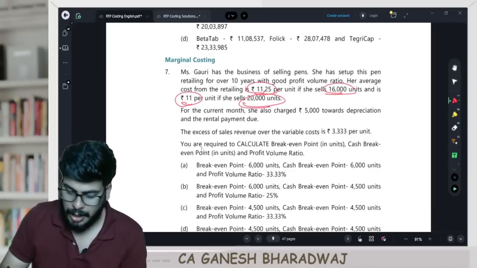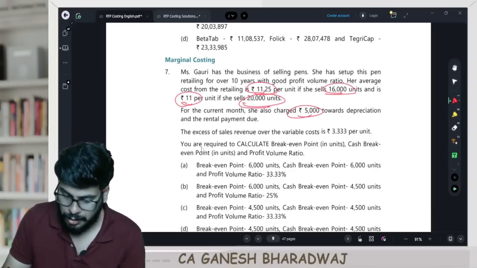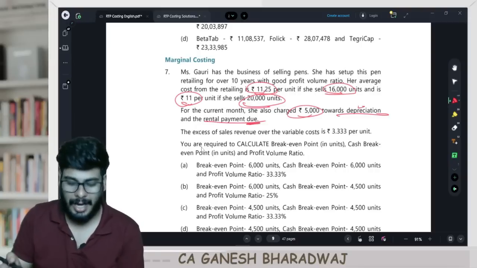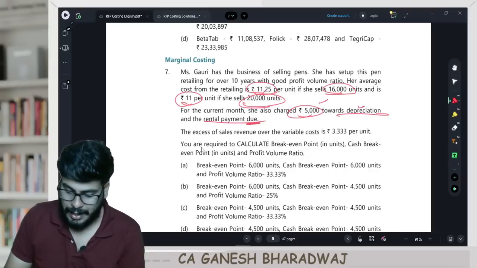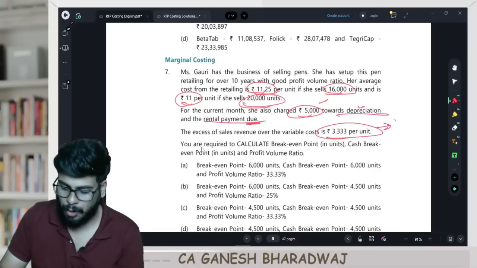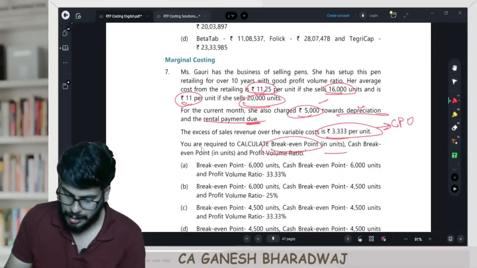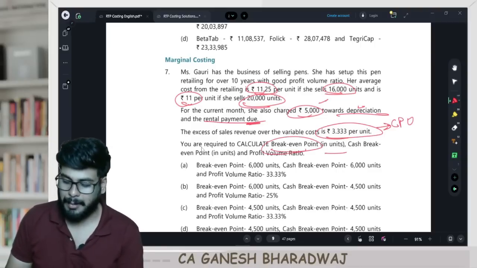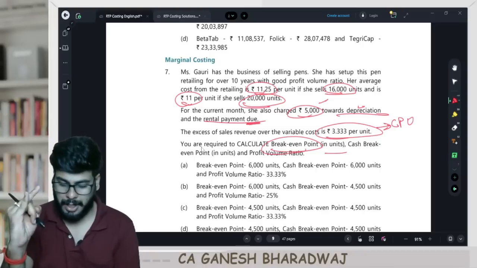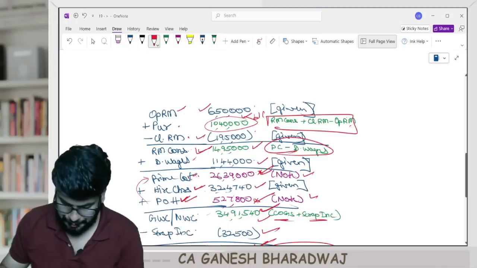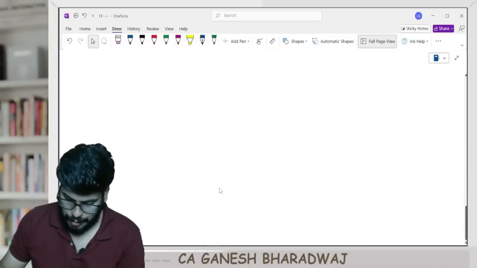For the current month, she has also charged rupees 5,000 towards depreciation and rental payment due, which means it is a non-cash item. The excess of sales revenue over variable cost is rupees 3.33 per unit. Basically, this is contribution per unit. You are required to calculate the break-even point in units, the cash break-even point and the PV ratio. So BEP, cash BEP and PV ratio is all you need to find out. Now, very simple. So let's quickly do this.